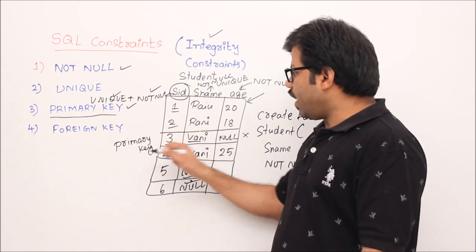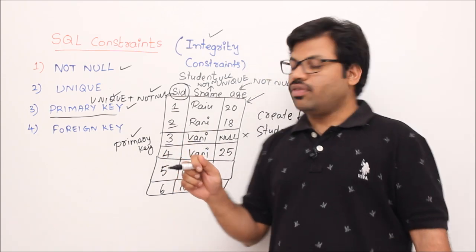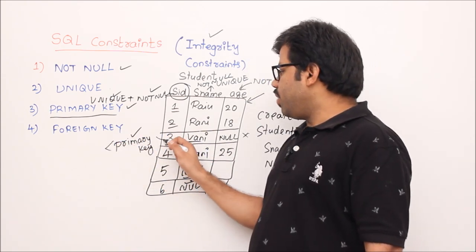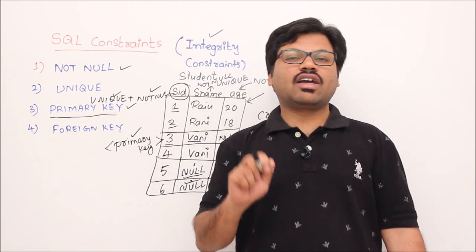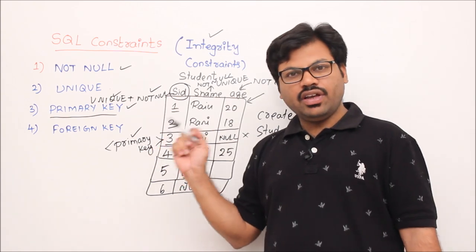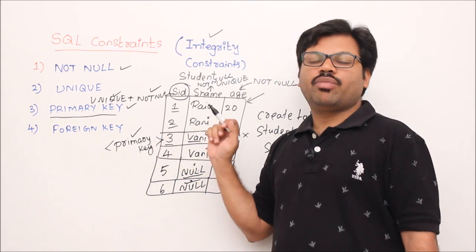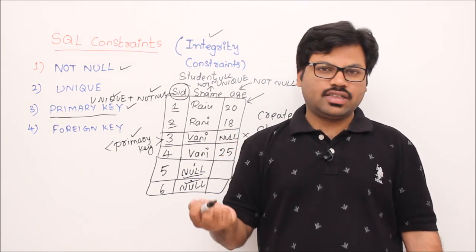Sir, why write primary keys separately? Why don't you write unique and not null? I will tell you. Whenever you create a primary key on the table, it will help you in indexing. We will see there is a concept of primary index. At that time we use this primary key field. Apart from that, primary key is nothing but ensuring uniqueness and not-nullness, that's it.